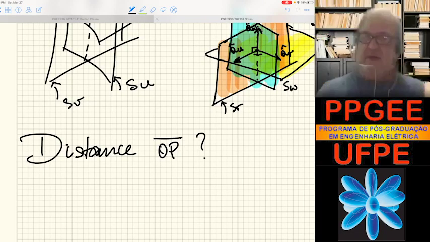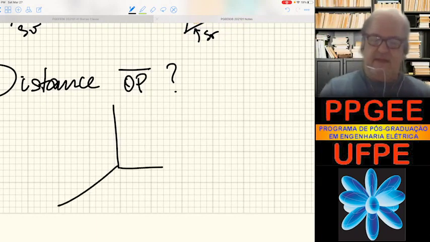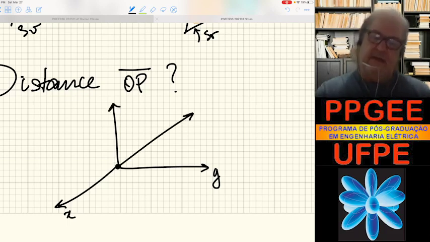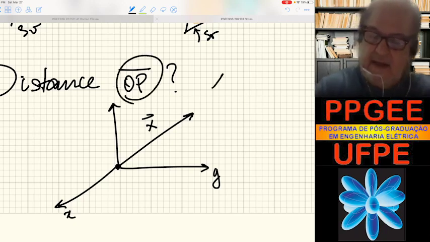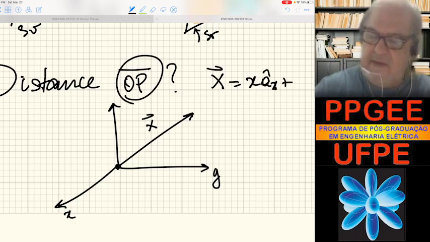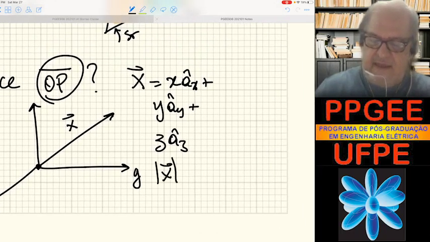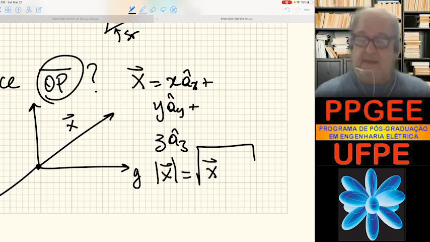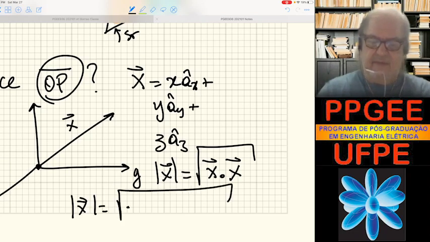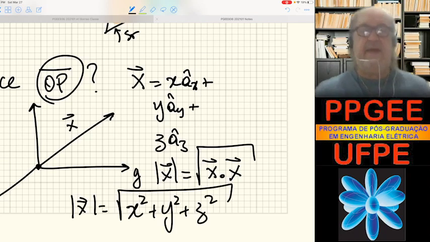Well, let's go back to the dot product, right? Here is our coordinate system. If I know the numbers X, Y, and Z, we go to the position vector X, calculate the magnitude of this vector, and we have the distance. X equals X AX plus Y AY plus Z AZ. Magnitude of X equals the square root, as we mentioned before, of X dot X. Well, X dot X is easy, right? It's X squared plus Y squared plus Z squared. That's the magnitude of X. So a simple way to calculate distance, right?